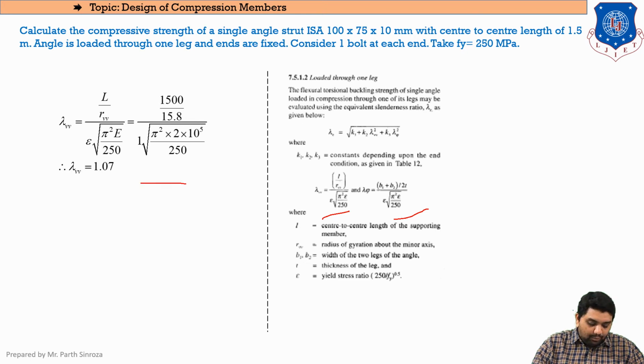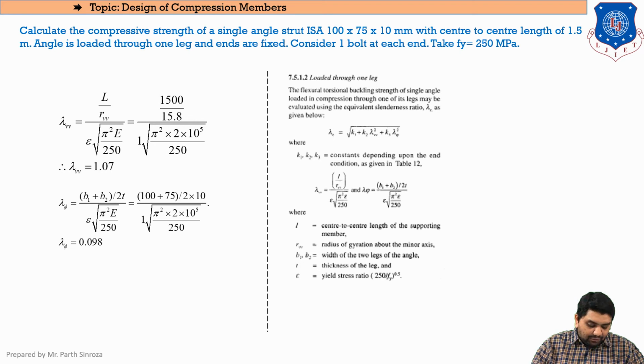So here, if E, capital E, or you can say modulus of elasticity, is not given in the question, then we'll always assume it to be 2 into 10⁵ Newton per mm square. So here lambda vv comes out to be 1.07, and now we'll be solving this equation and we'll get the value of lambda phi. So lambda phi comes out to be 0.098.